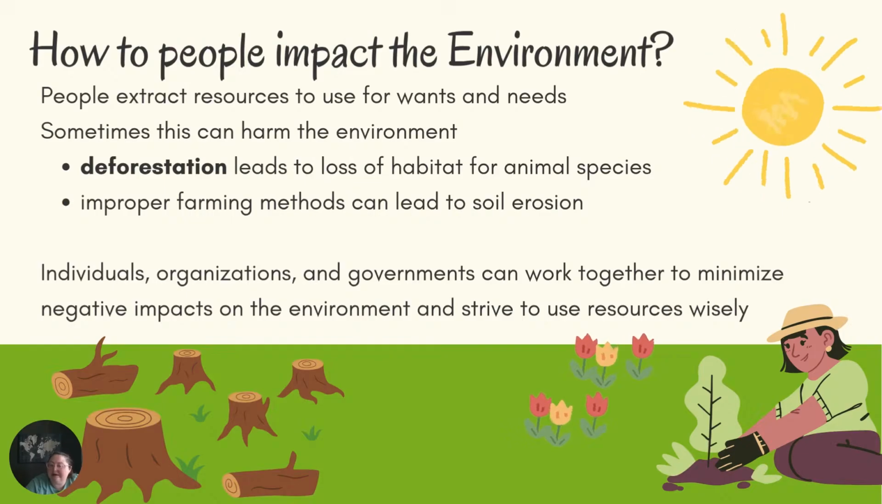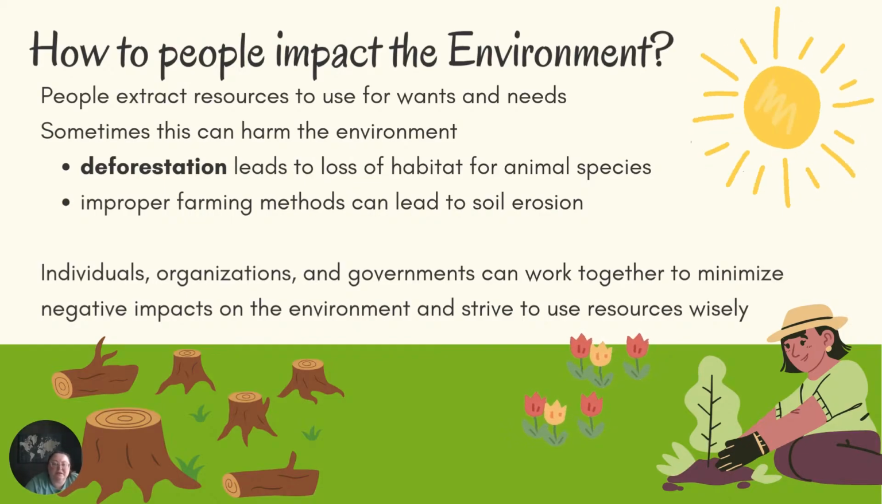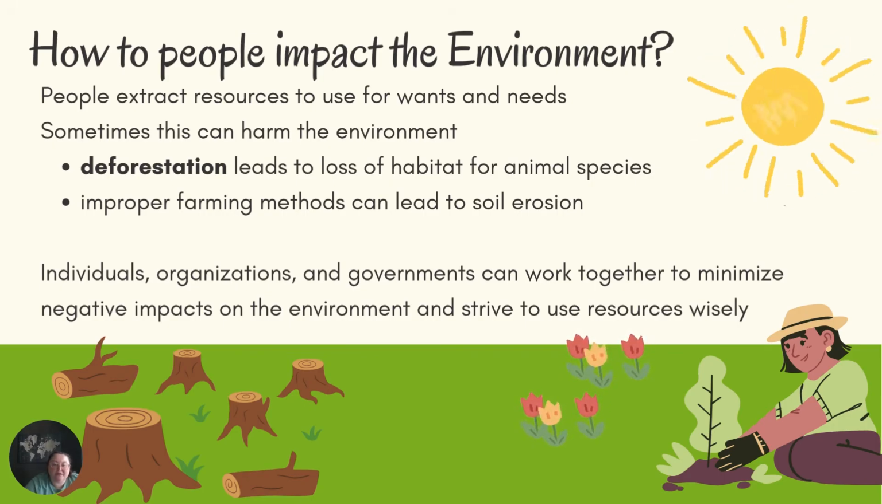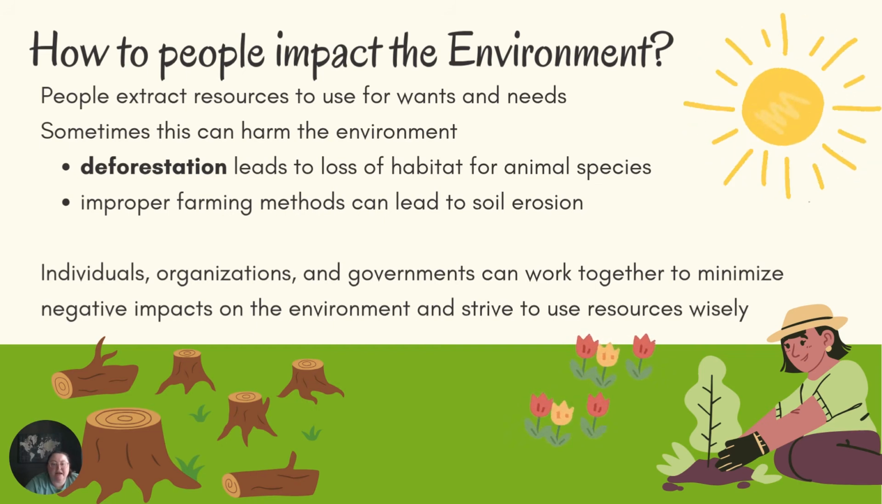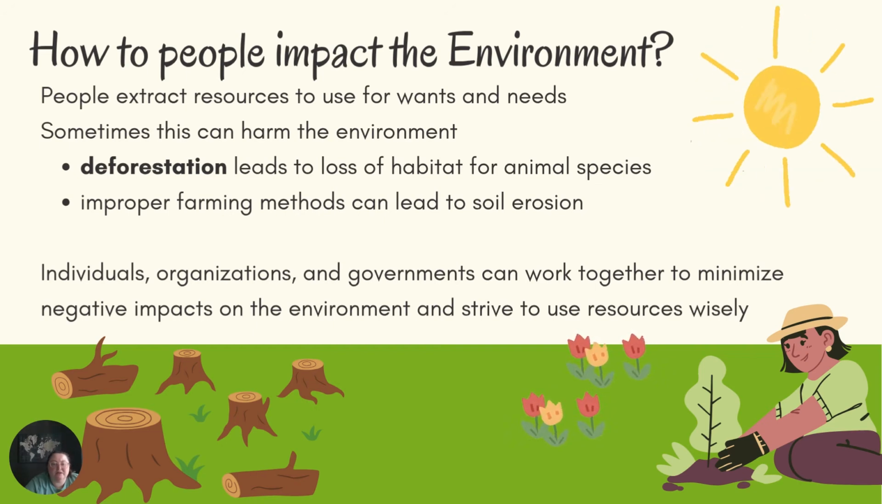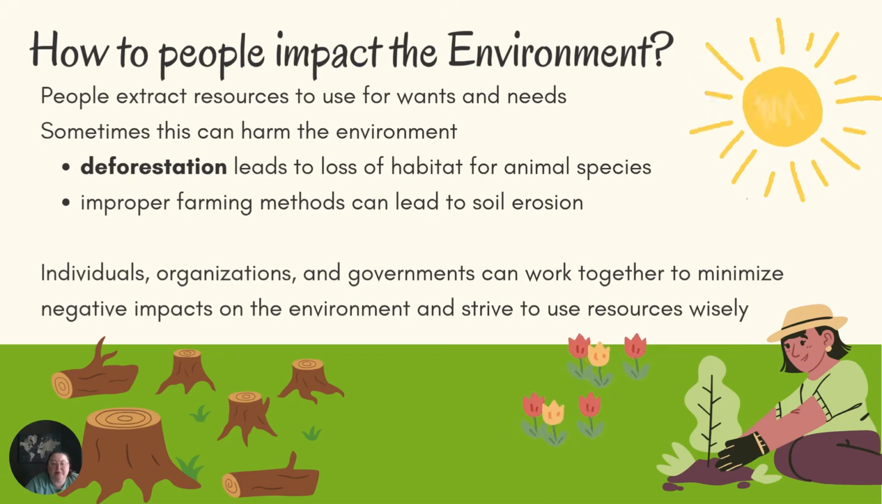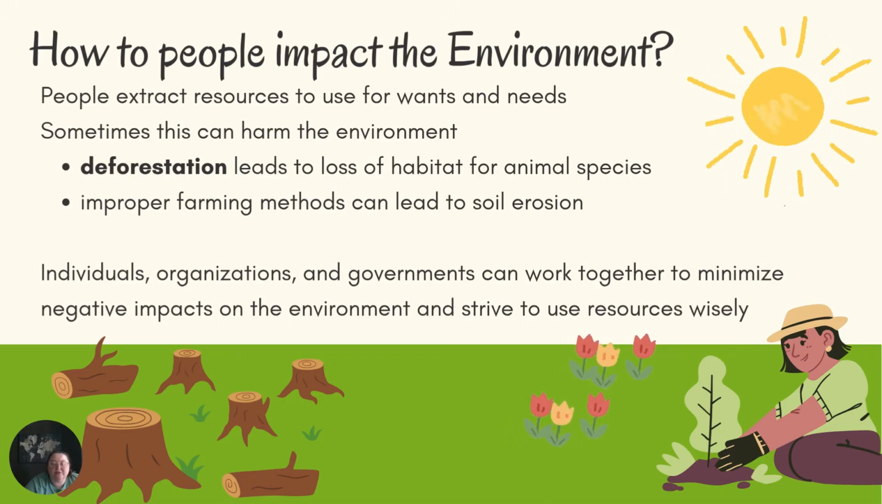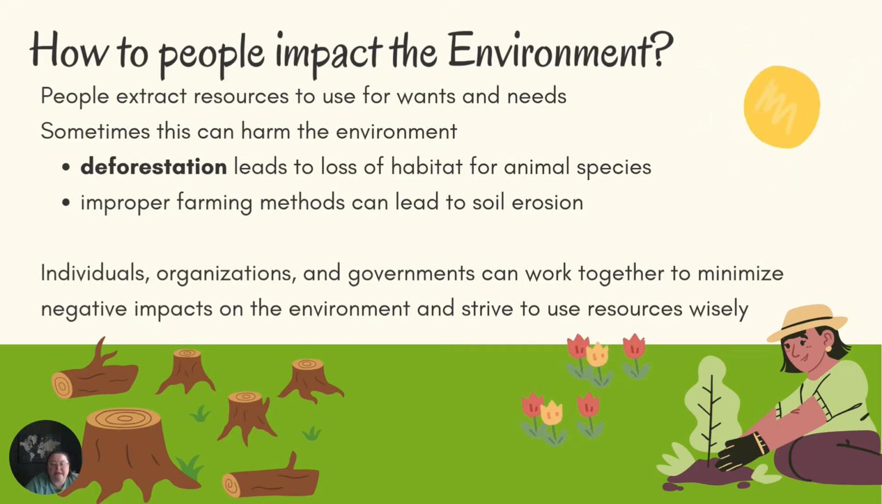How do people impact the environment? People extract resources to use for wants and needs. Sometimes this can harm the environment if done incorrectly. For example, deforestation leads to loss of habitat for animal species. Another example would be improper farming methods that can lead to soil erosion, making that land no longer usable. Individuals, organizations, and governments can work together to minimize negative impacts on the environment and strive to use resources wisely.